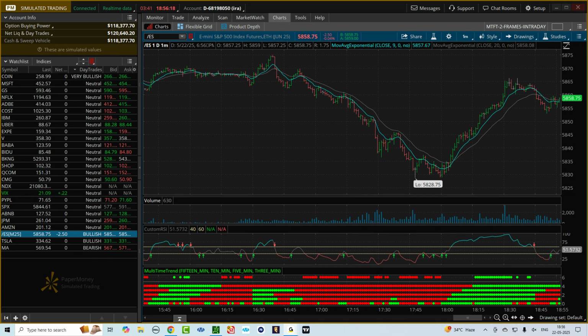Okay, so like I was saying, once the MTFT lights up, you can stay in the trade, and also the custom RSI tells you you're in the bullish zone. You can stay in the trade. These signals will start changing a lot once the markets open. So we've got about 4 minutes left for the markets to open.